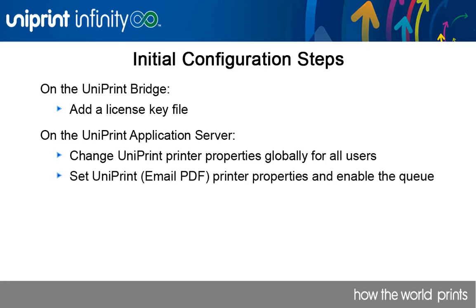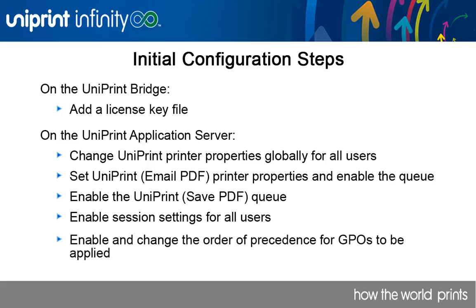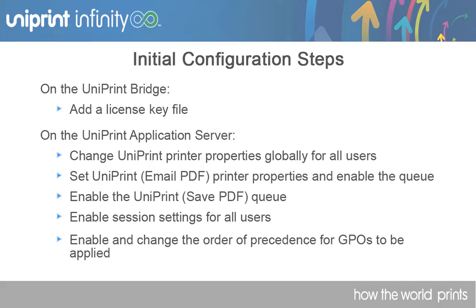Then we'll set email settings and enable the UniPrint email PDF queue. We'll also enable the UniPrint Save PDF queue. Next, we'll enable different UniPrint Infinity features for user sessions. Finally, we'll enable and alter the order of precedence for group policy objects applied to UniPrint Infinity. Let's go to the bridge to apply a license file.